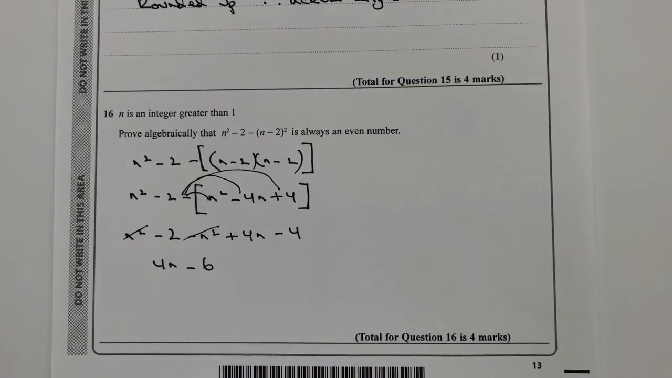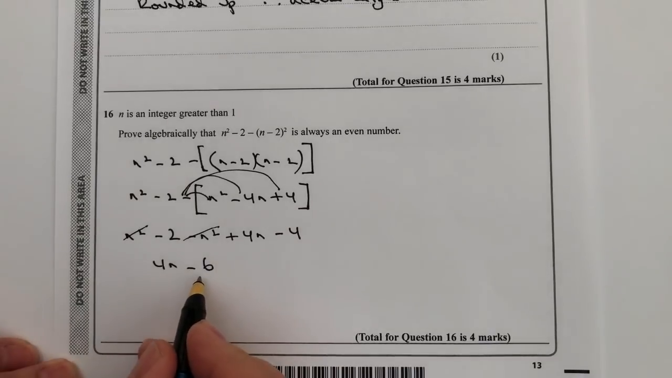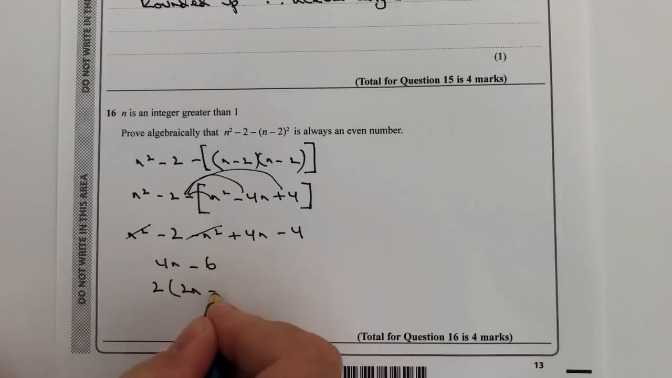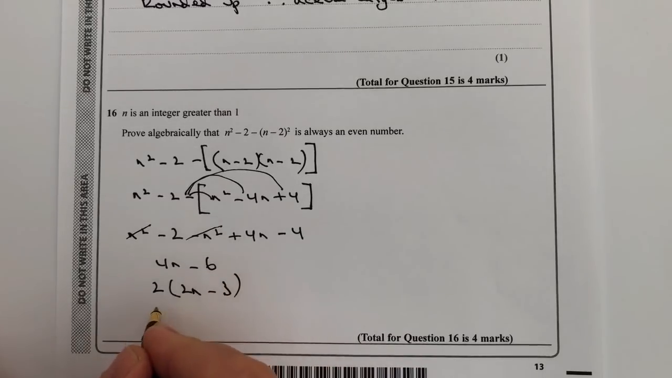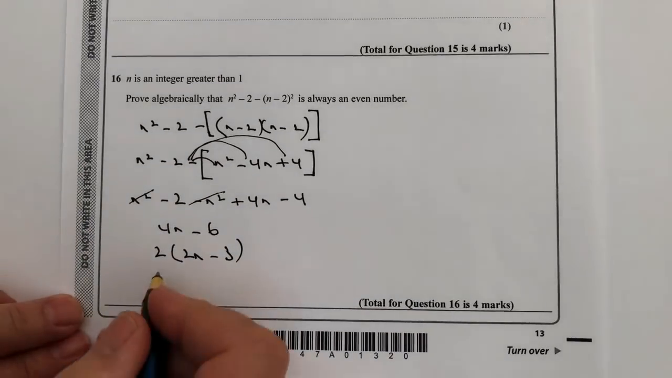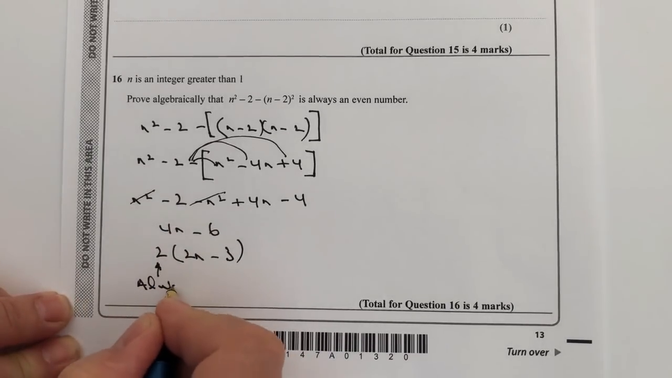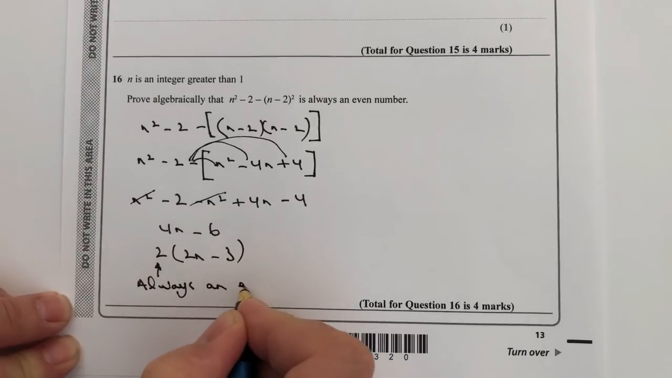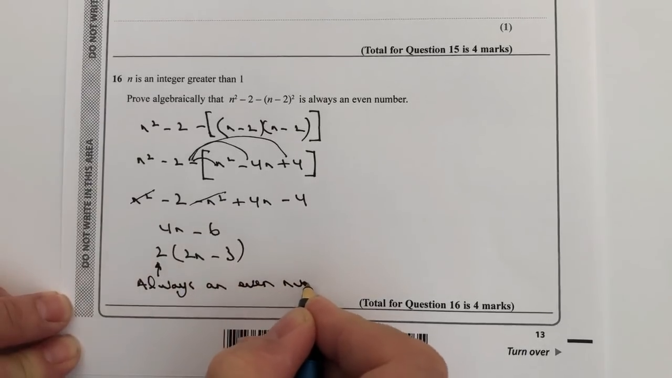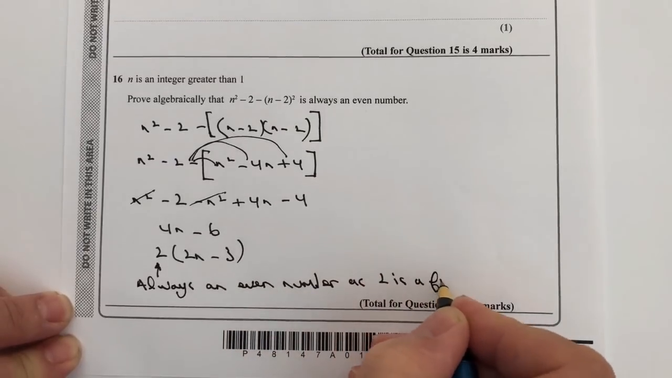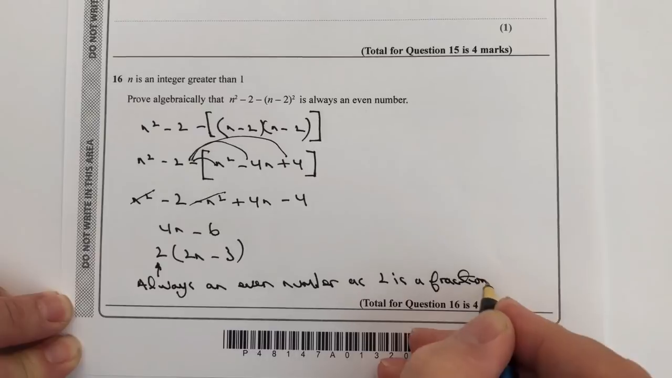So really what they're saying is that it's always an even number, what we're saying is that it's an even number because this can be factorised by 2. So we can write this as 2 times 2n minus 3, okay? And the reason that it's an even number is that it's always a multiple of 2. Okay, hope that's all right.